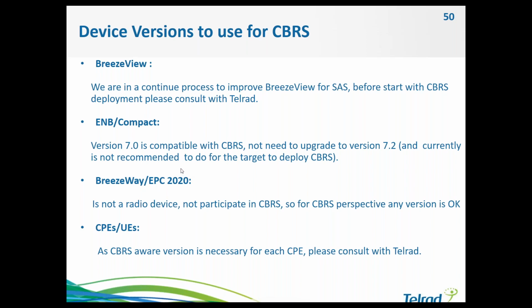Okay. For NOV, which is the compact, version 7.7.0 is okay for use with CBRS. It's not necessary to upgrade to 7.2. It's only suggested in case you use new features like multi-user MIMO or carrier aggregation. EPC 2020 is not a radio device. It's not a part of CBRS because it's a network device, so it's agnostic about the version to use.